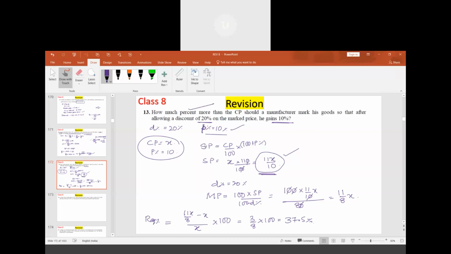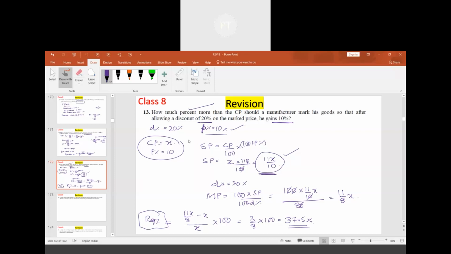At what percent more? So this is the required percentage. 37.5% more he has to mark it so that he will get a gain. This is one method. Somebody was suggesting 100 can be taken instead of x and we can do something.